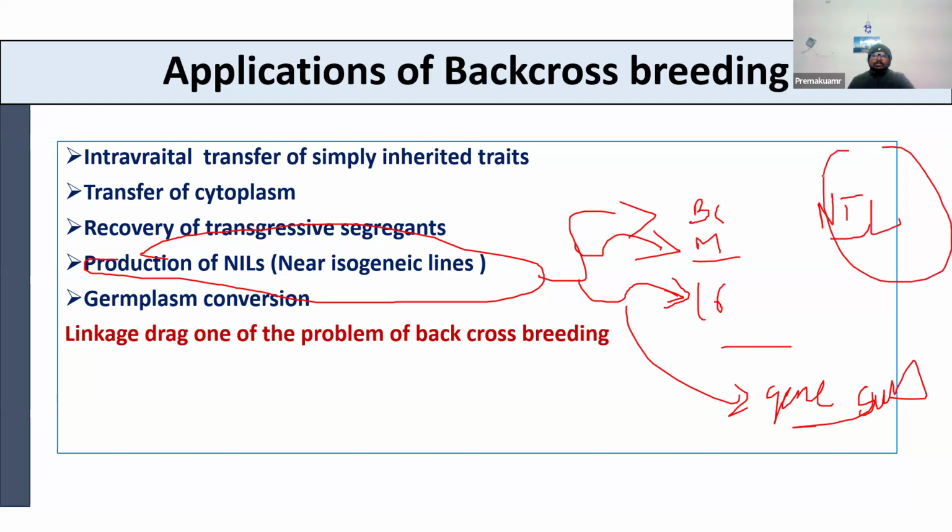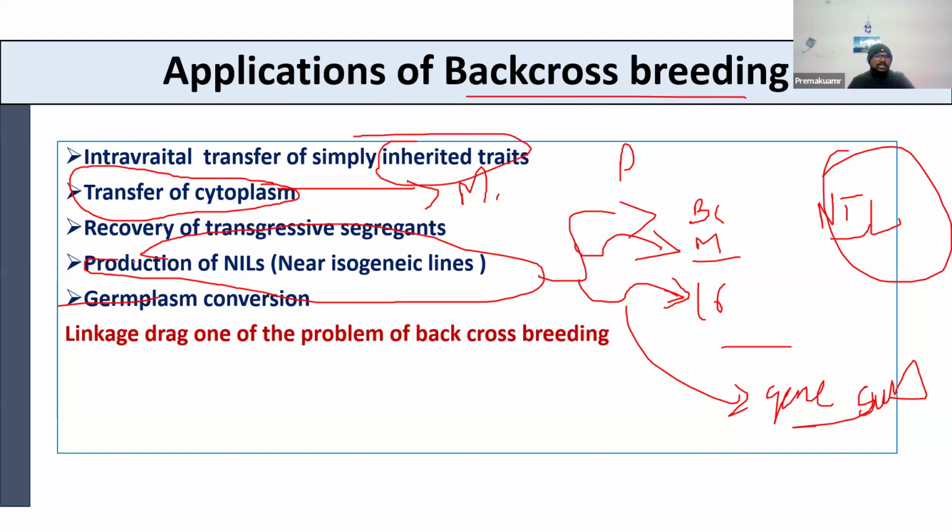Another method: we can use backcross for the development of near isogenic lines. And it is the only method to transfer different cytoplasm to desirable lines. Because of backcross only, we are now able to develop the CGMS system in whatever cultivar we want. We can incorporate our male sterile genes due to the availability of this backcross breeding scheme. Then there is transfer of simply inherited traits, which we have discussed.